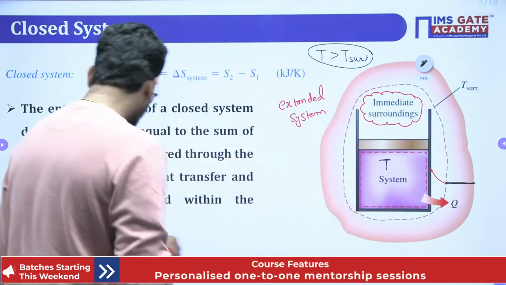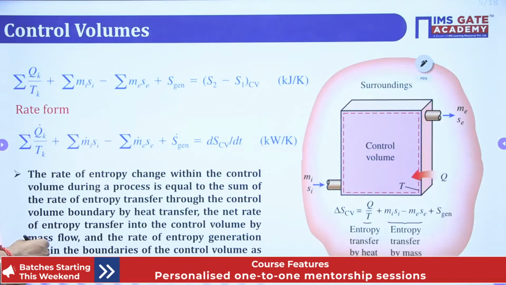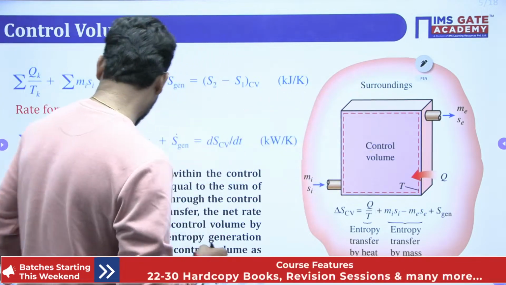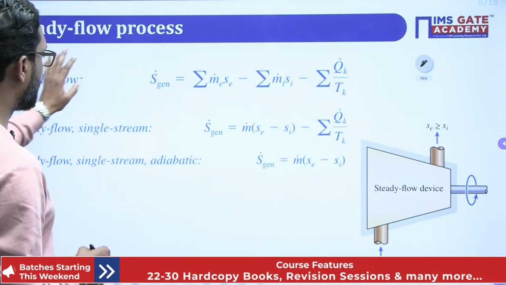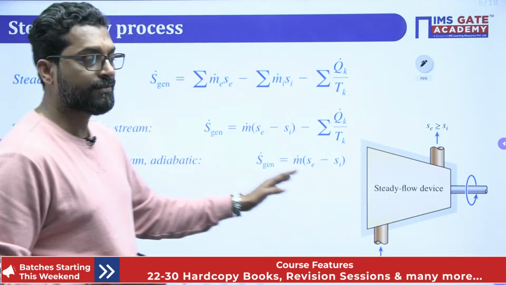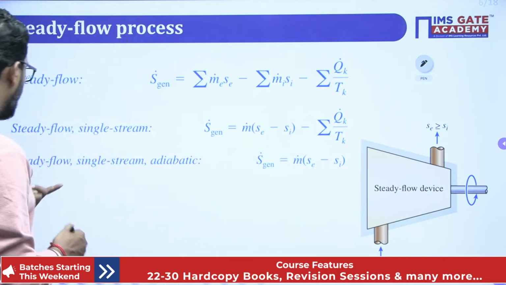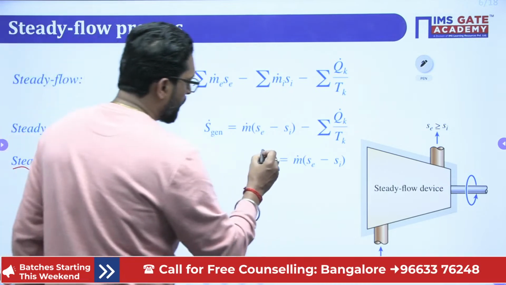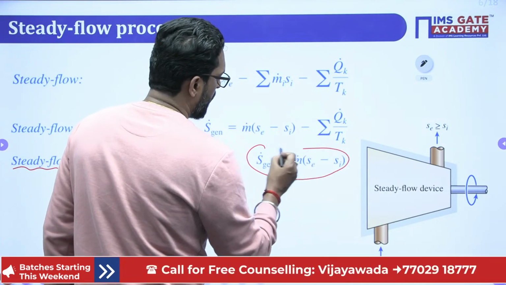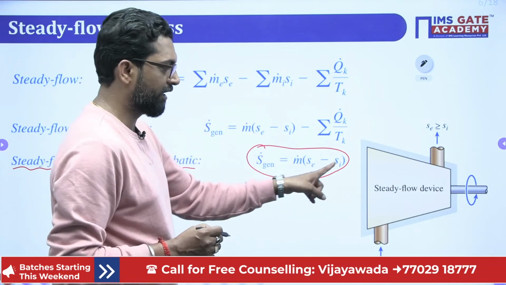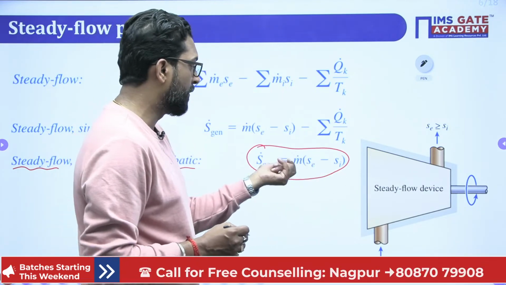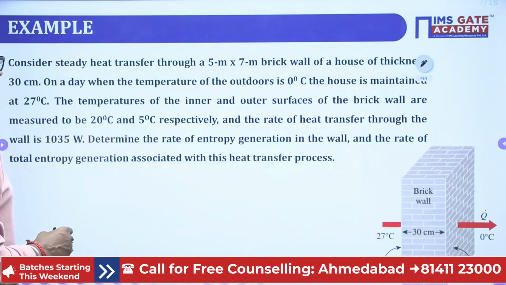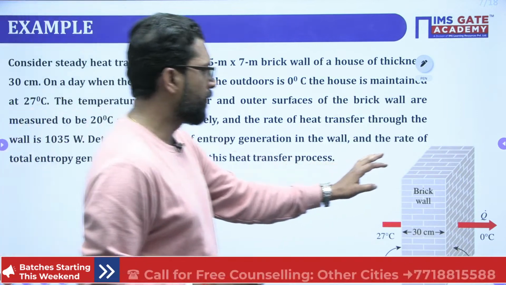Now, this is the entropy balance for the open system, already covered, and these are the special cases of the entropy balance for steady flow, single stream and adiabatic. The entropy generation is equal to m times s, where s is the specific entropy. When a property is divided by mass, that property is a specific property. Now we have to solve this. We already solved this problem.